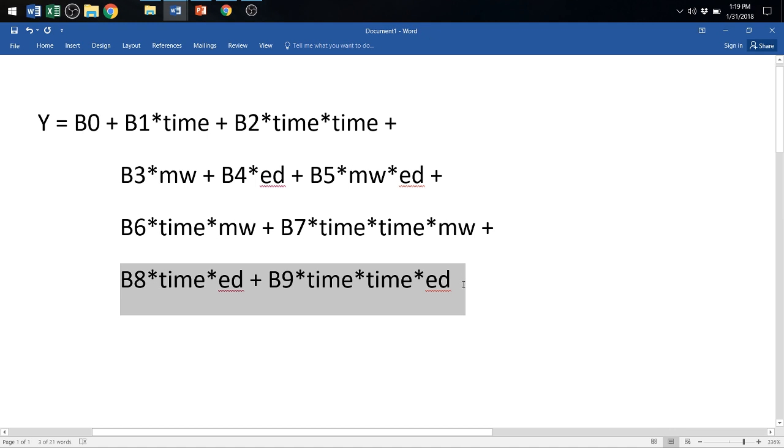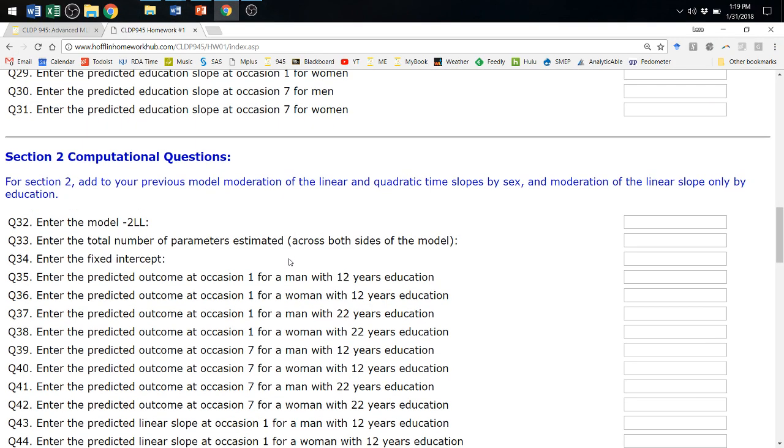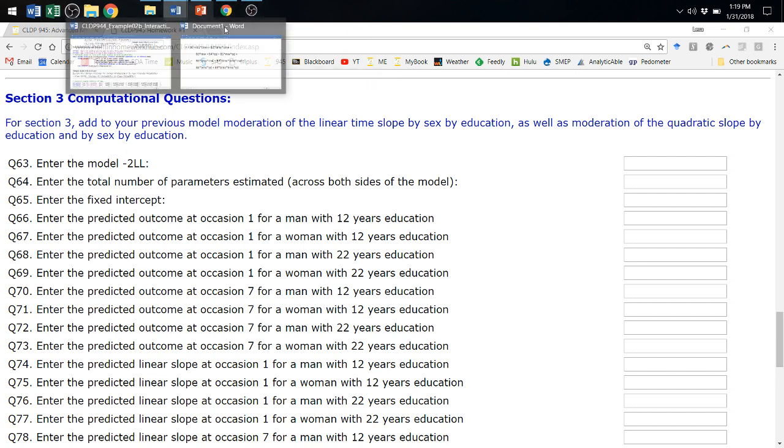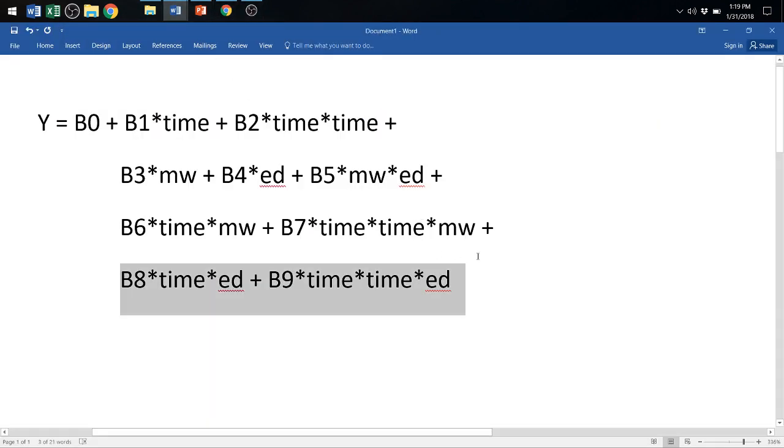Now, did I ask you to do the four-way interaction in this? Was that mean? There is one? Okay, let me see. Let me read my own instructions here. As well as moderation of the quadratic slope by education and sex by education. Boom. I need to add some stuff. I am that mean. Thank goodness. I thought I was making it easy on you guys.